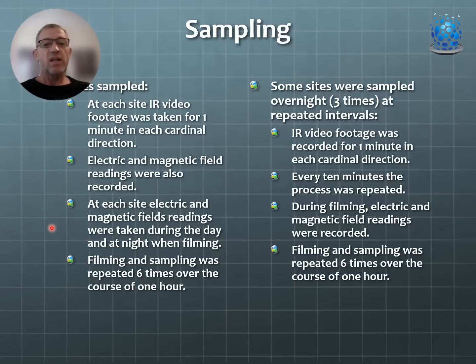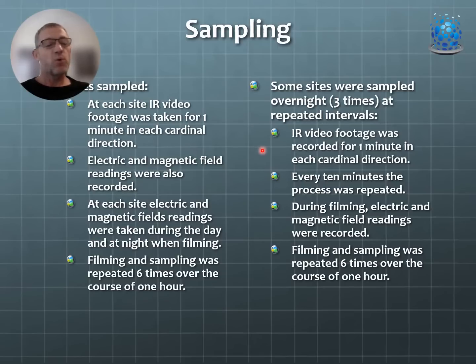So at each site, electric and magnetic field readings are taken during the day and at night when filming. And filming and sampling was repeated 6 times over the course of 1 hour for each sampling interval. At some sites we sampled overnight, so 3 times, and then we did repeated intervals for 1 hour at those 3 times.